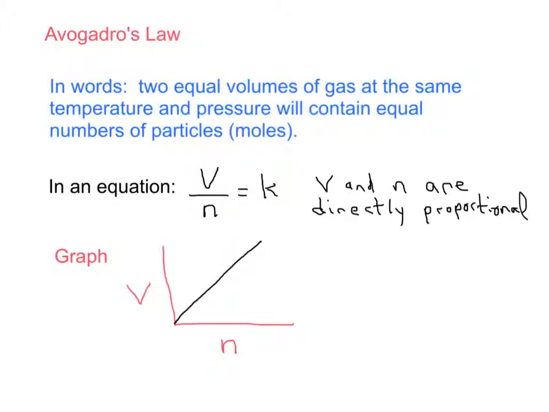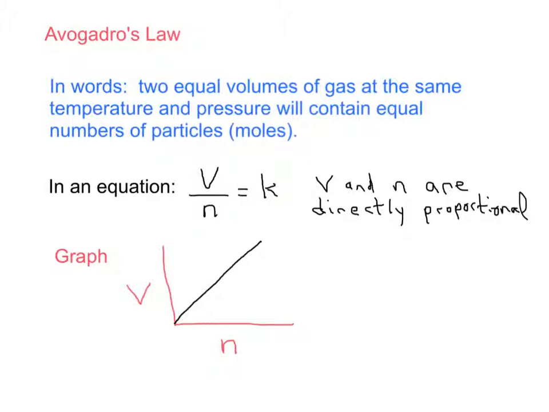So let's take a look at that. The first law that brings the number of moles into play was actually originally a hypothesis. It was proposed by Amedeo Avogadro, the one who the 6.02 times 10 to the 23rd is named after. In his law, which was originally a hypothesis, he said two equal volumes of gas under the same temperature and pressure will contain equal numbers of particles or equal moles. They didn't have the concept of moles back then, but now we say moles.